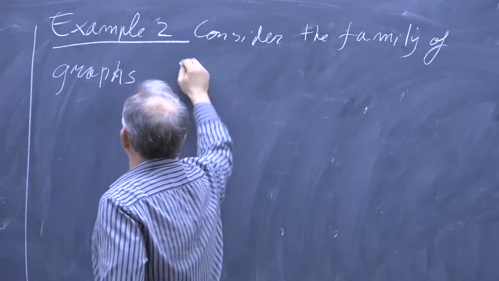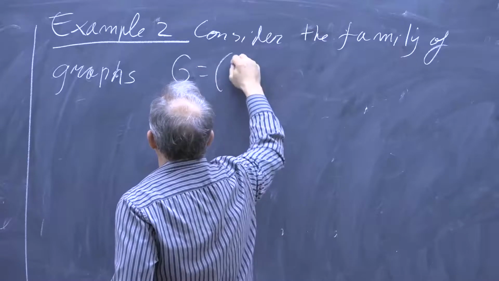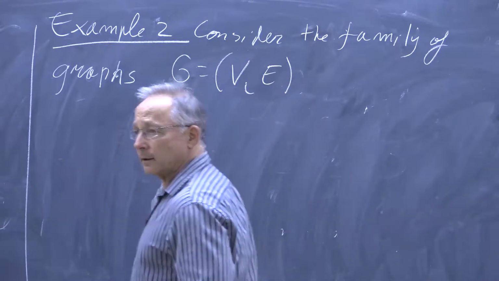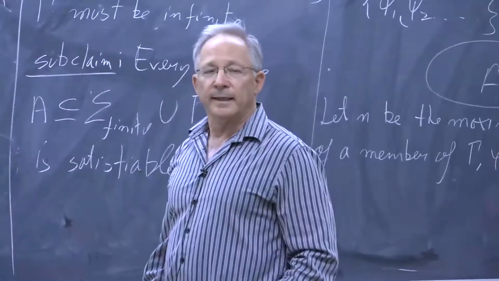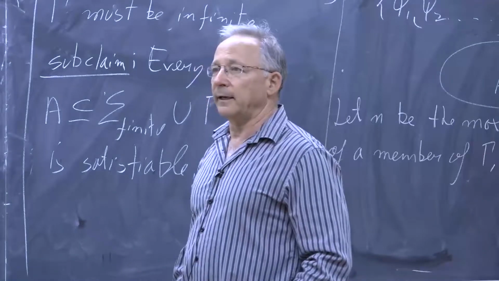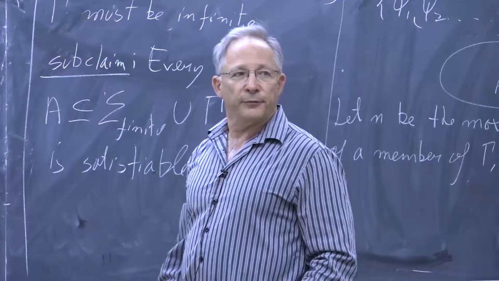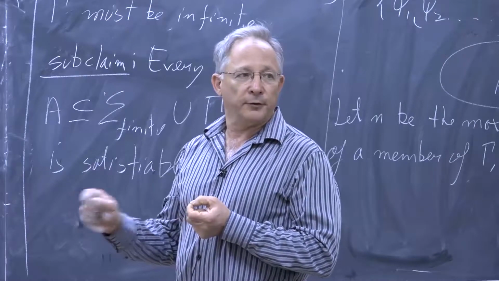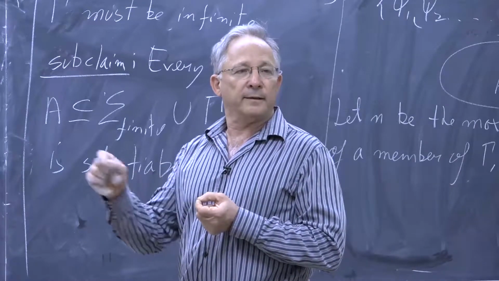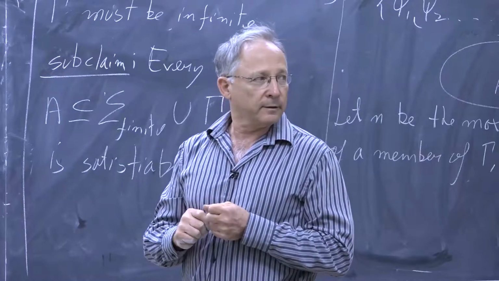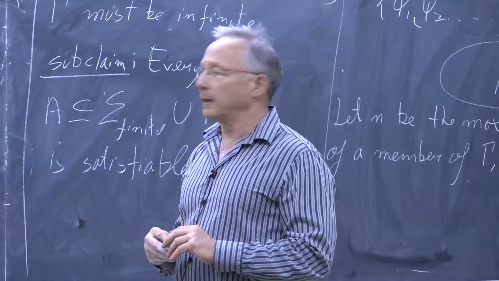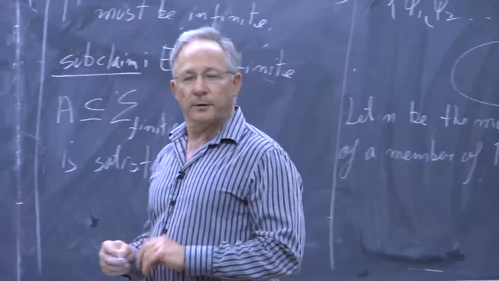So for us, a graph is a pair, vertices and edges. And we say that a graph has diameter n if you can get from every point in the graph to every other point in the graph by taking at most n steps along edges. So I can talk about the diameter of the graph. Have you seen this notion before?